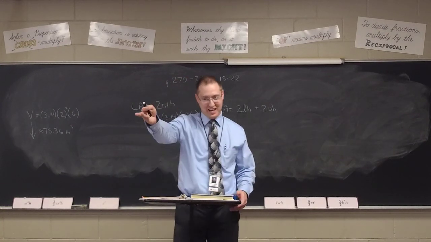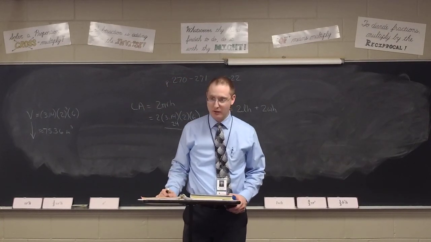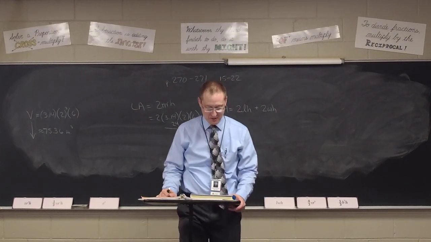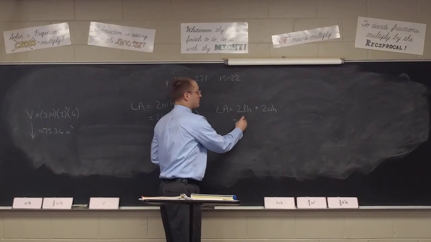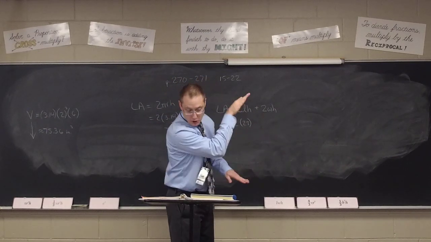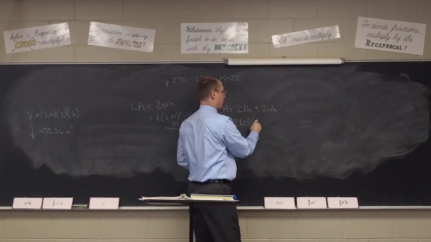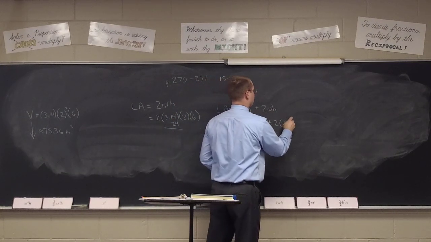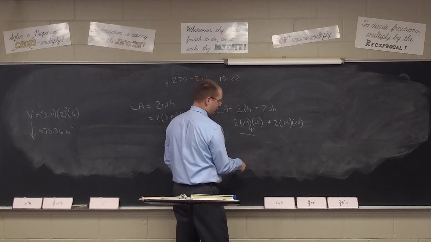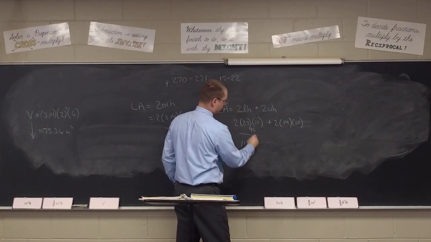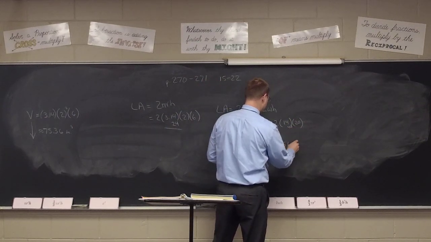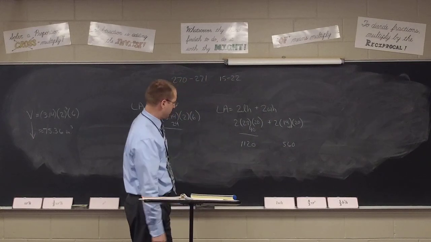What should he have gotten, Josh? 1,680. So you've got the length of the aquarium is 28, and the height of the aquarium is 20. Then we've got the width is 14, and the height is still 20. So that gives me 40 times 28, which is, what's that, 1,120? And 40 times 14, which is 560. And now this together.